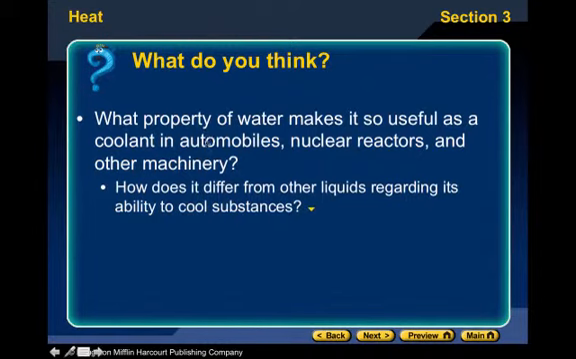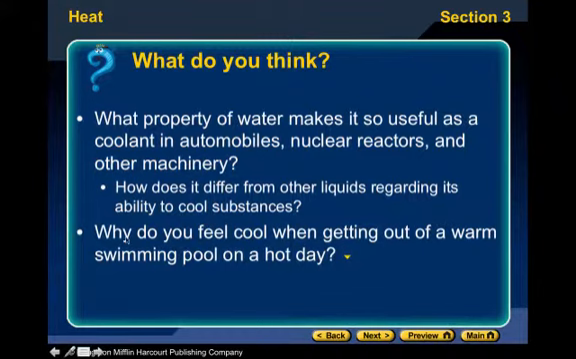How does it differ from other liquids regarding its ability to cool? Compared to its similar molecules, it has a very high freezing and boiling point. So it's not going to.